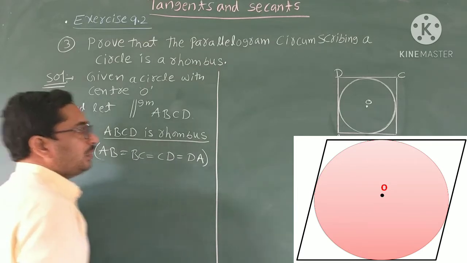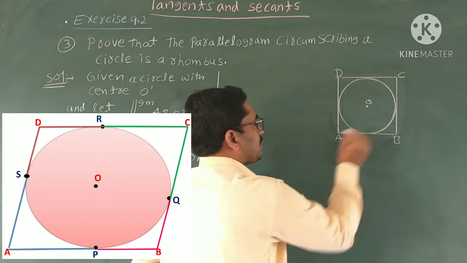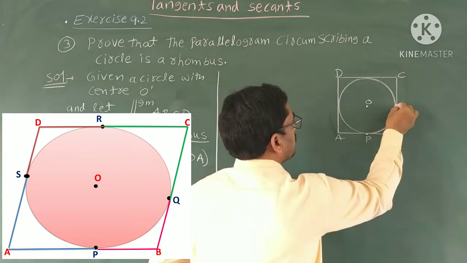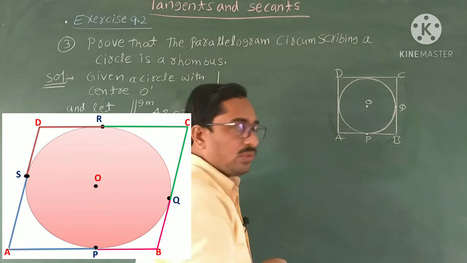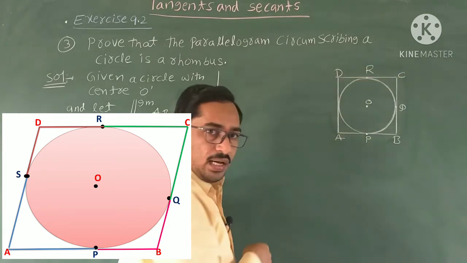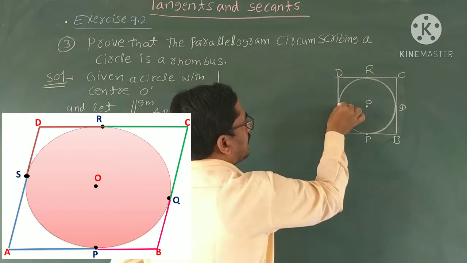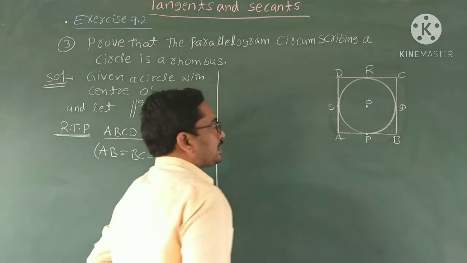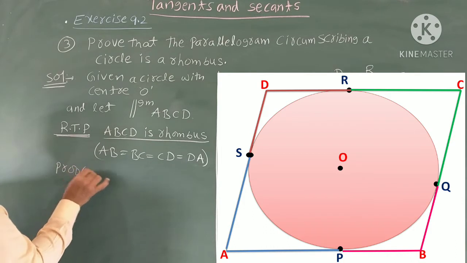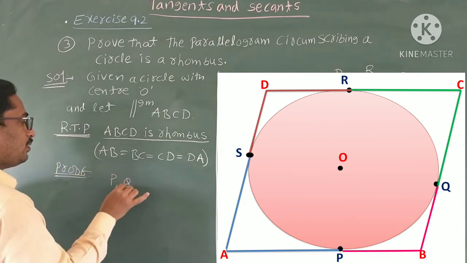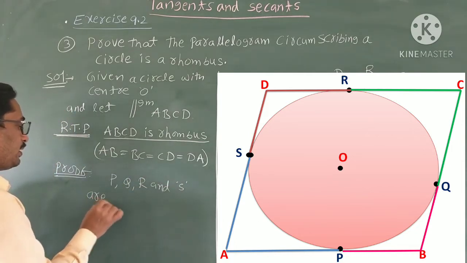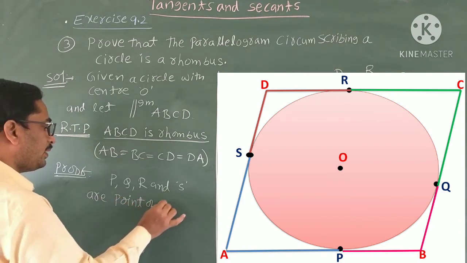Now see what we have to do. Observe here, AB touches the circle only at one point, so let the point of contact be P. BC touches the circle also at only one point, let the point of contact be Q. Next, CD touches the circle at only one point, let it be R. Similarly, DA touches the circle at one point, let it be S. So P, Q, R and S are the points of contact.